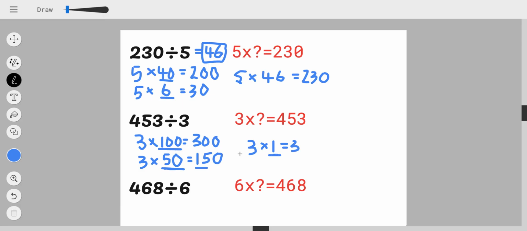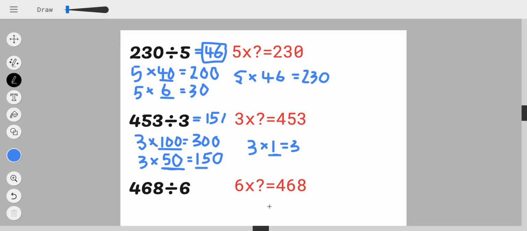Now all I need to do is put those 3 answers together. 100 plus 50 is 150, plus 1 more is 151. So I can write my answer in there.